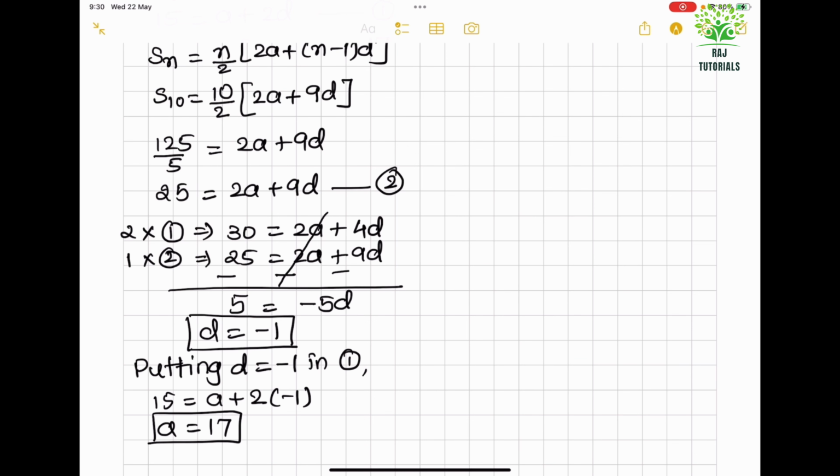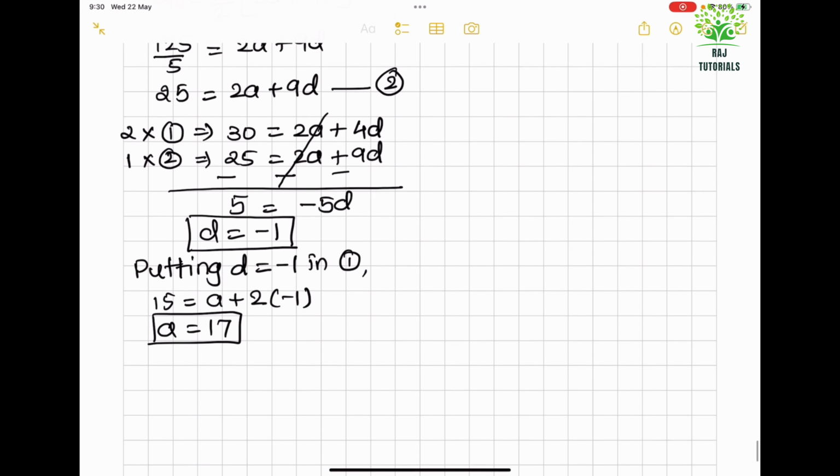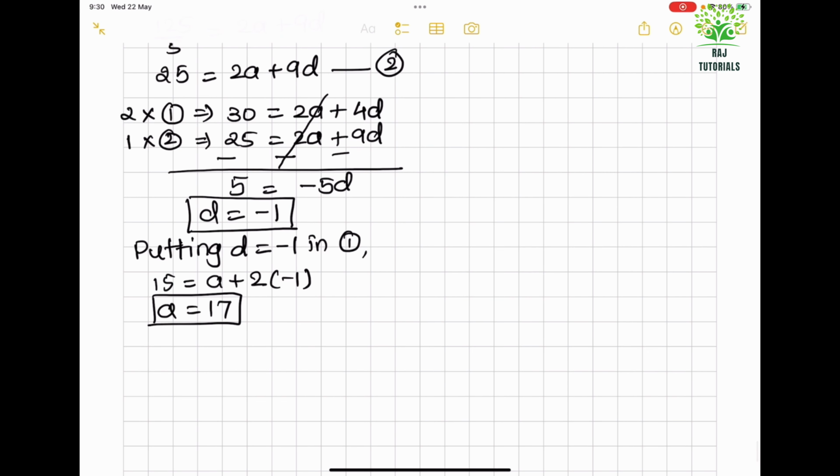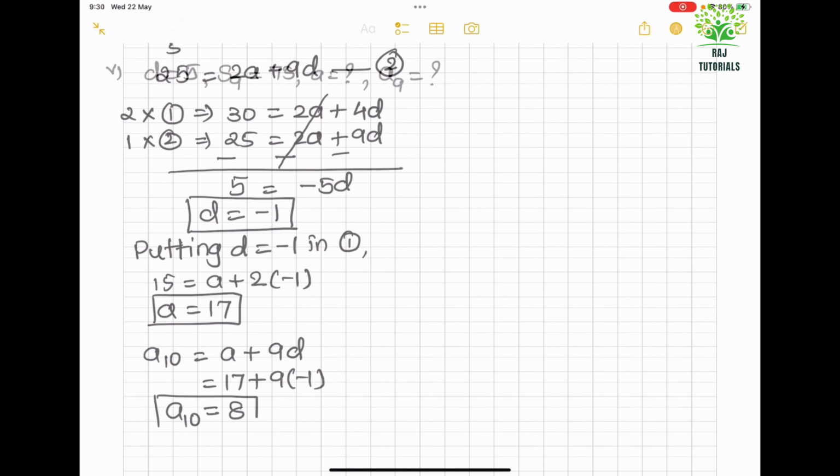Now I got value of A, I know value of D. So they have asked me A10. So A10 will be A plus 9D. So A is 17 plus 9 into minus 1. So that will be 8. So A10 is equal to 8.